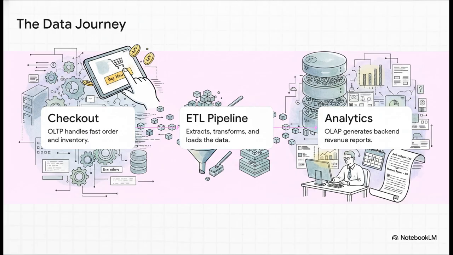Finally, in Step 3, that back-end OLAP data warehouse stores the historical record. Now, an analyst can run a massive, complex revenue report at the end of the month without ever slowing down the live customer-facing checkout process. It's a beautiful separation of concerns.